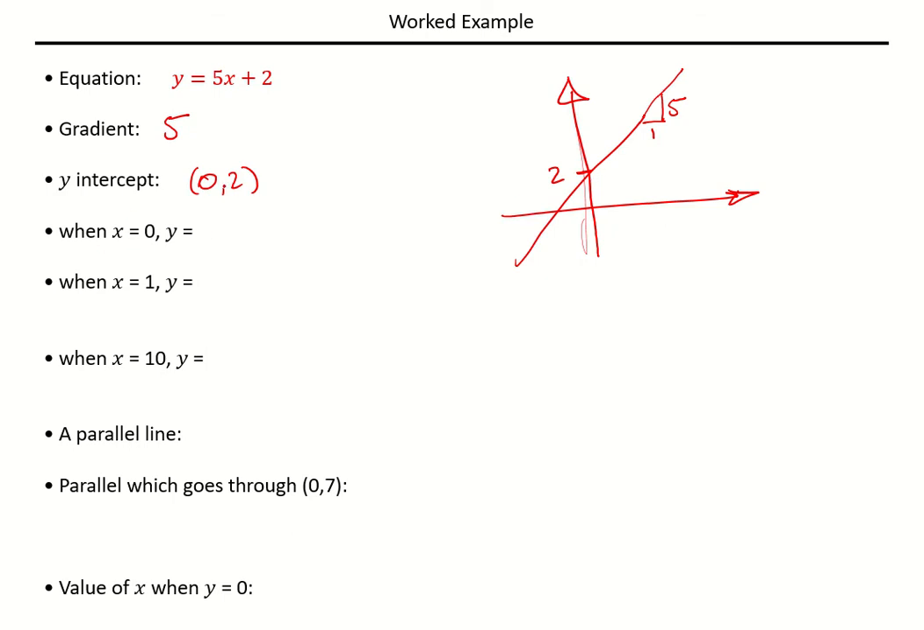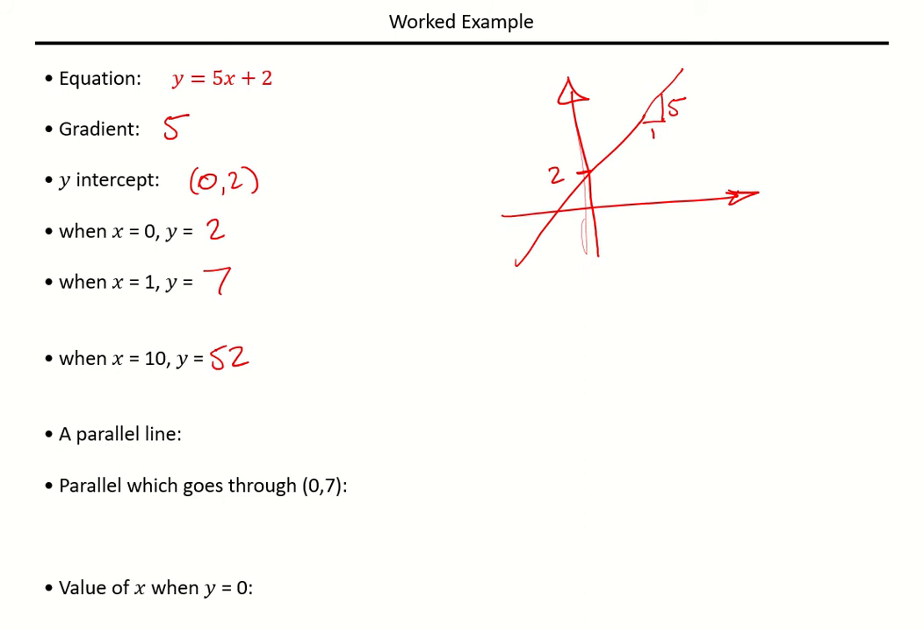Okay, when x equals 0, y equals... That's basically the same question as that. When x equals 0, y is 2. The next, when x equals 1, well, let's plug 1 in here. 5 times 1 is 5, and 2 is 7. When x is 10, same thing. We've got 50 and 2, 52. The equation of a parallel line.